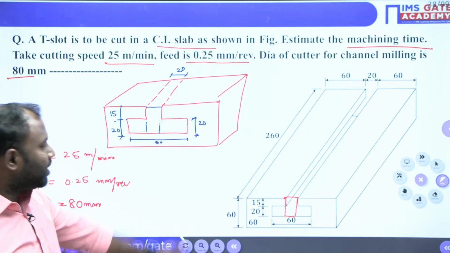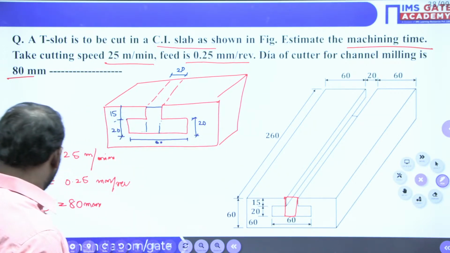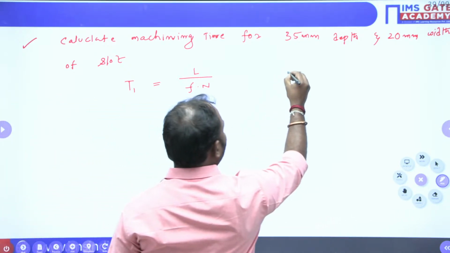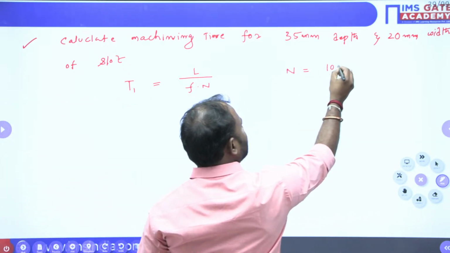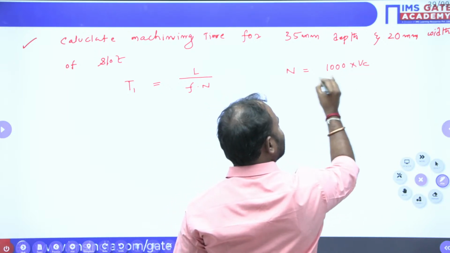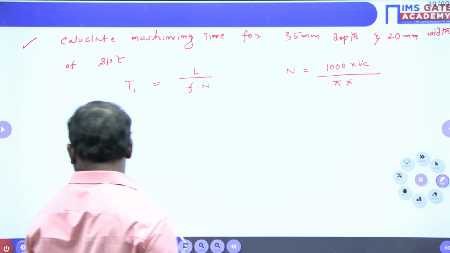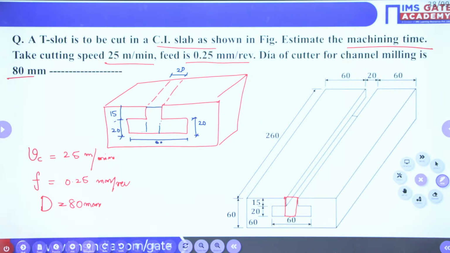Yes? Yeah. In this length we have to approach. Okay, now let us go for solving this. First we'll calculate N. N we don't know. N equals 1000 into VC divided by pi into D. The diameter of the cutter is given as 80 mm.